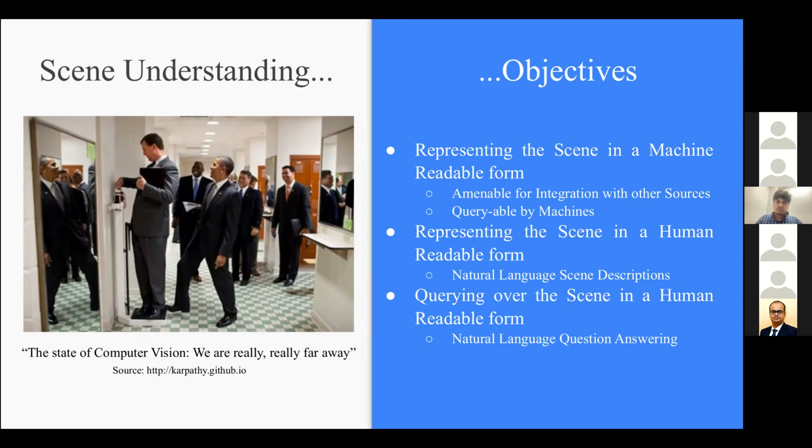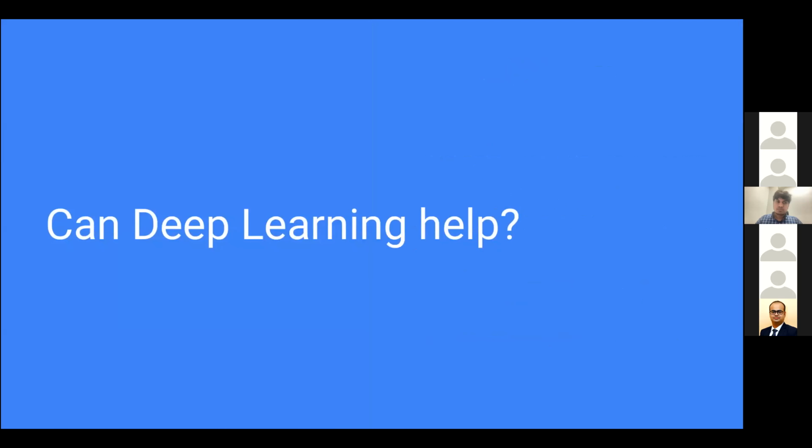So with these three objectives of scene understanding being formalized, we would like to discuss and elaborate more on the research advances that have been done so far. Since this entire workshop is on the topic of deep learning, this begs a very natural question, right? Can deep learning help to translate the images into a form that is machine readable, amenable for integration, and that can answer questions in natural language? So let's elaborate on this question.